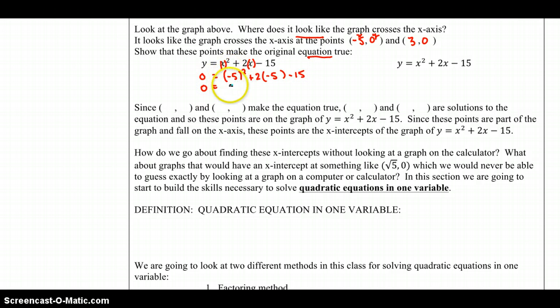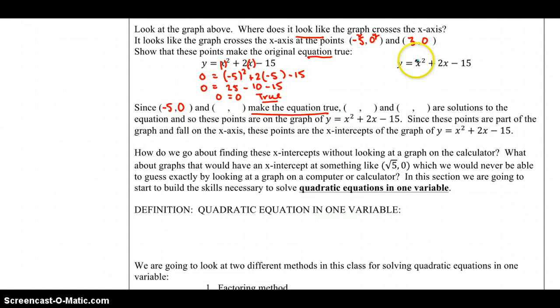So negative 5 times negative 5 is a positive 25. Positive 2 times negative 5. So we're going to subtract 10 and subtract 15. Okay, and so we get 0 equals 0, which is true. Okay, so we do know that negative 5, 0 makes the equation true.